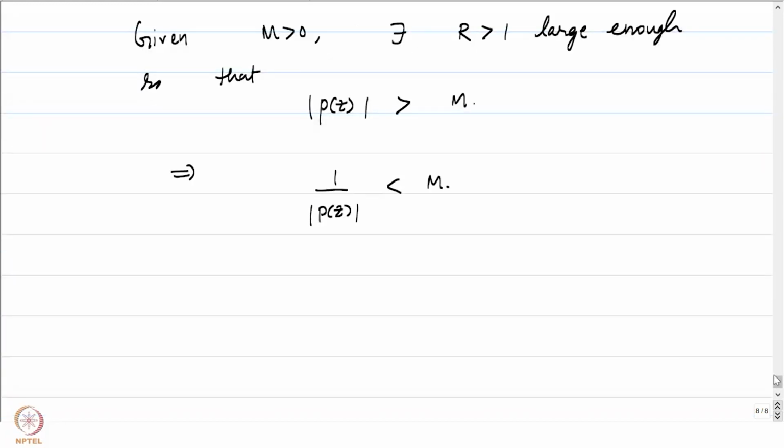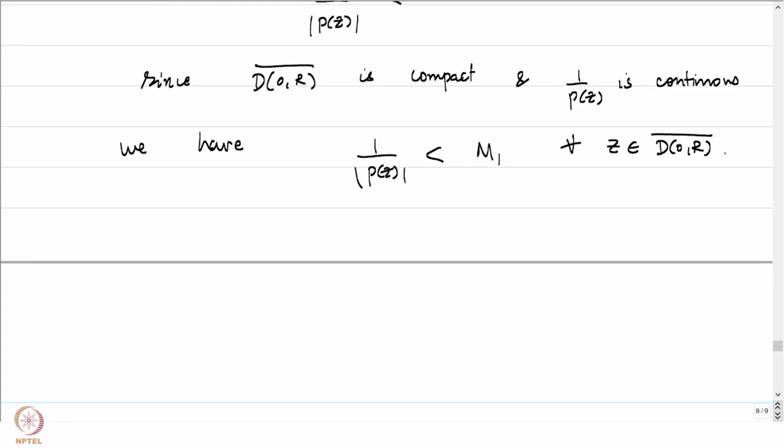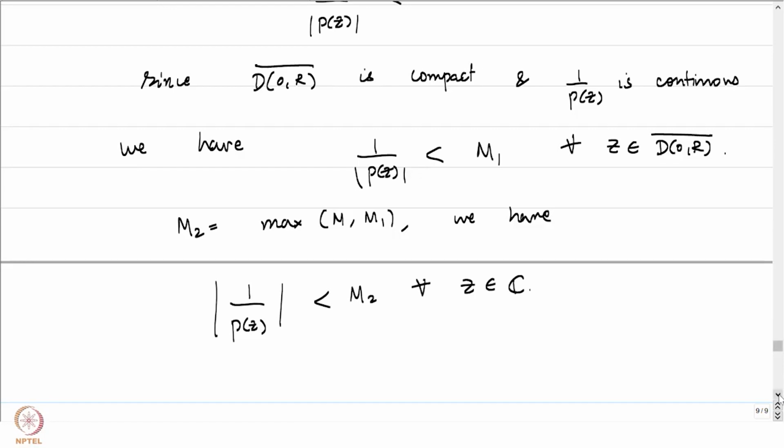Okay, what can we say about 1 by p of z in the closed disk of radius R? Notice that since our closed disk of radius capital R is compact and 1 by p of z is continuous, we have 1 by p of z is less than some m1 for all z in the closed disk of radius R. And therefore, if you pick m2 to be the maximum of M comma m1, we have the absolute value of 1 by p of z is less than m2 for all z in C. So that is what we have established just now.